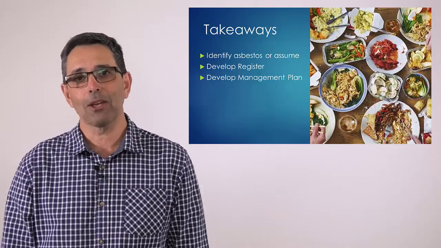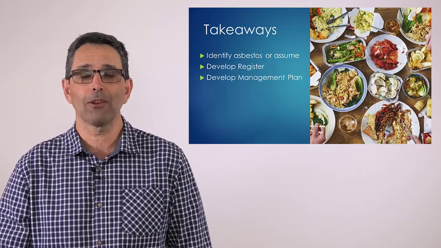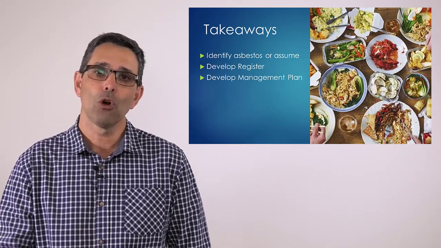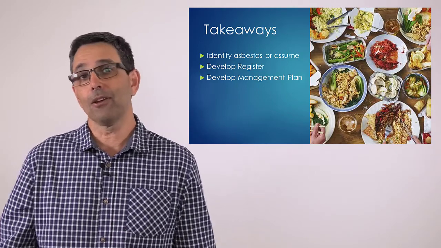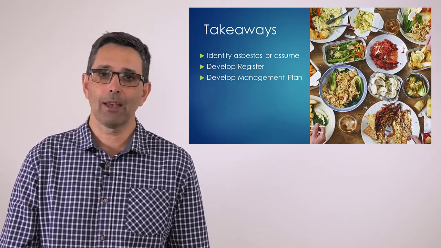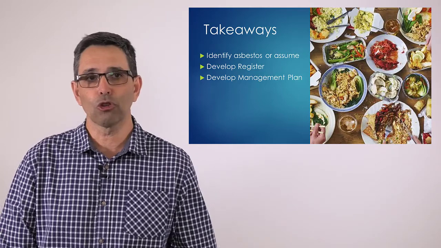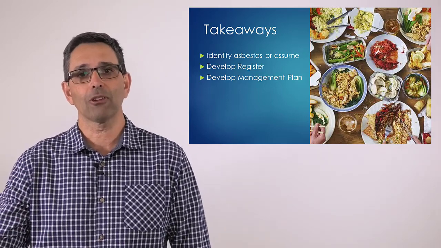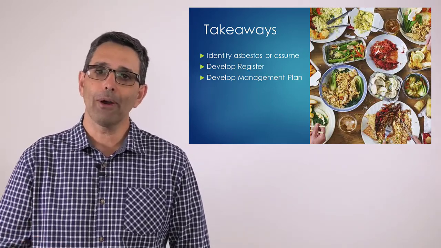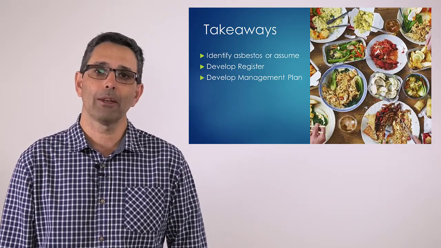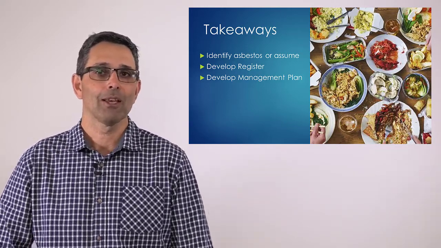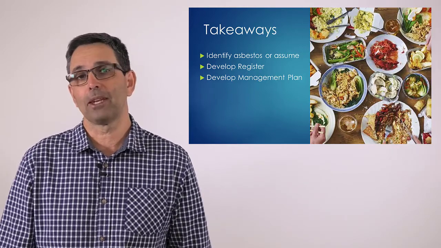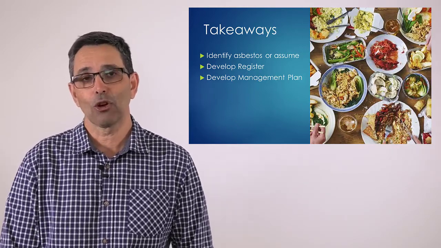The main takeaways from this session are that you need to identify or assume that there is asbestos. If you've identified and there is no asbestos, happy days. If it is there or you assume it's there, you develop a register and you develop a comprehensive asbestos management plan, which includes all the details about how you're going to deal with that asbestos, and how you're going to deal with the people that might potentially be coming in contact with it.